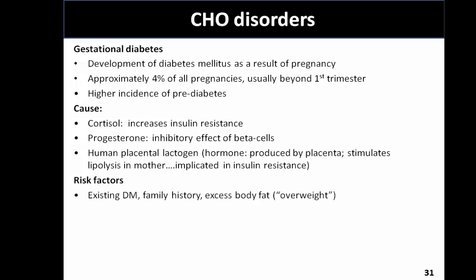So the risk factors include a woman that has an existing type 2 diabetes mellitus, or type 1 for that matter, family history, a woman whose body mass index would put them in the overweight or obese category. Women that become pregnant at an older age are statistically at risk for developing gestational diabetes, and women within various ethnic groups have all been observed to statistically be at greater risk for developing gestational diabetes mellitus.